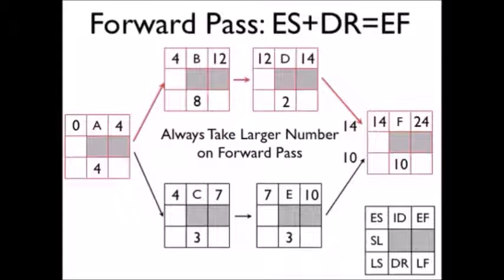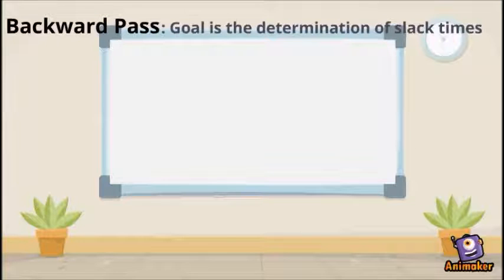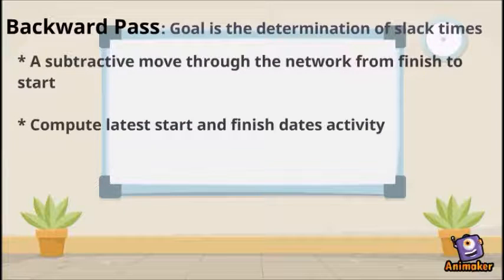So now we've completed the early pass, or the forward pass, through our network, and we've determined the early start and early finish for all of our tasks. Let's talk about backward pass. Backward pass is used to determine activity float as well as critical path. It is a subtractive move through the network from finish to start. Backward pass is used to calculate latest start and finish dates for each activity.